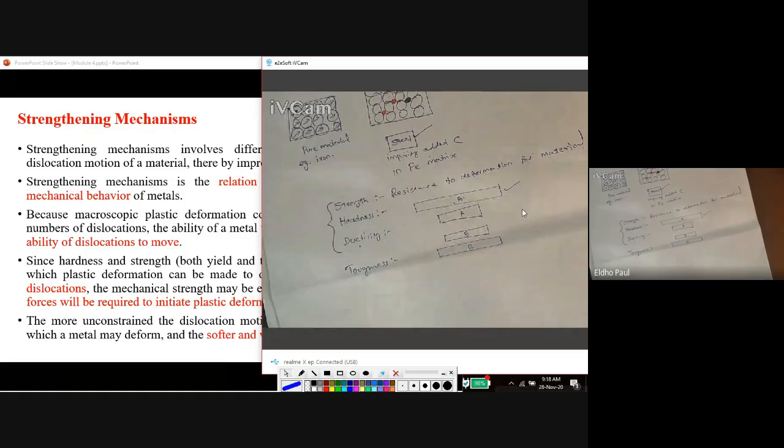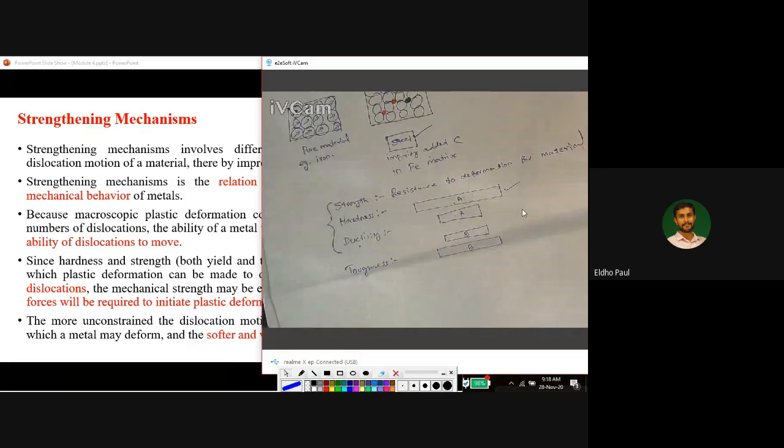Okay. So during the sharp impact test or Izod test, what do we do? We use a pendulum and we break the workpiece or sample. So what we actually do is measure the energy carrying capacity of the material. Okay, how much amount of energy is required to break or fracture a material? So that measures the toughness.